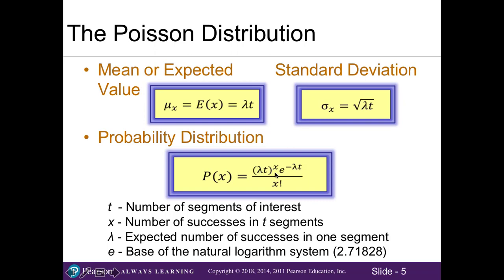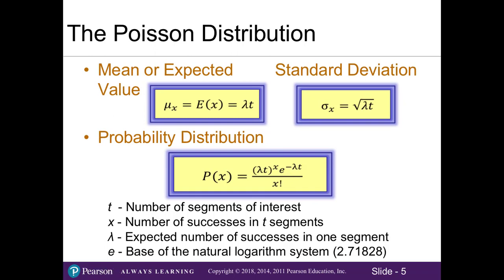So the x is the number of successes in t segments. However many segments you're studying, and the X is the number of successes you're interested in finding. Remember, anytime you've got P with parentheses, that's the probability of some event, whatever our event of interest is in our parentheses. So that's our X.